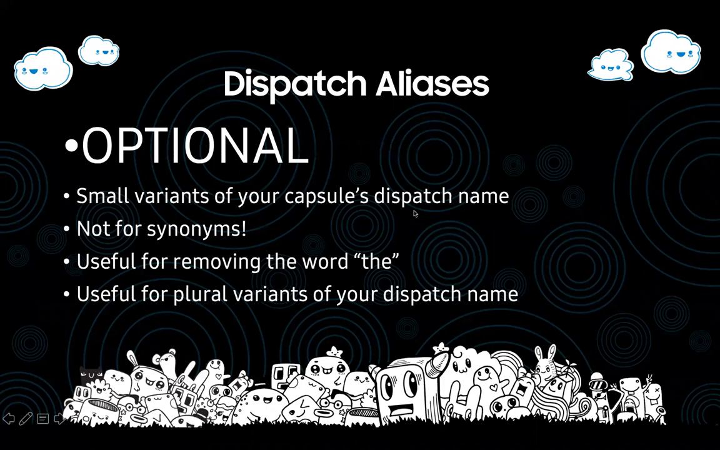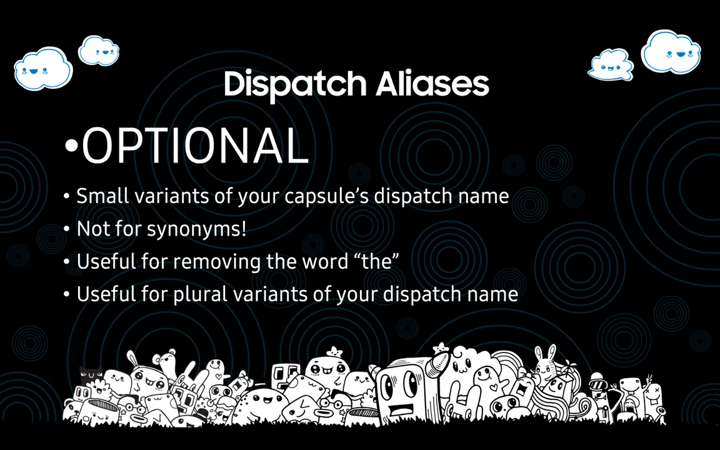So next thing, dispatch aliases, and I can't emphasize this enough. They are completely optional, and I see a lot of developers use them, and I think they didn't quite understand what their limited use cases are for. And really, this is all you can use dispatch aliases for, at least almost guaranteed for them to pass. They can be very small variants of your capsule's dispatch name.